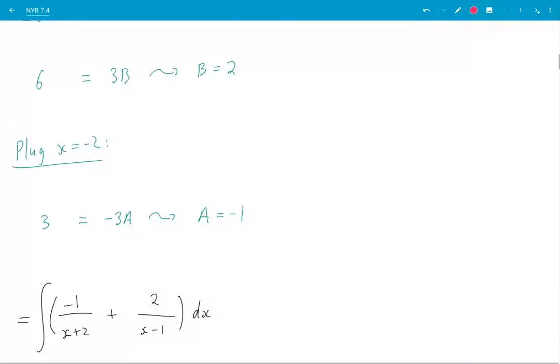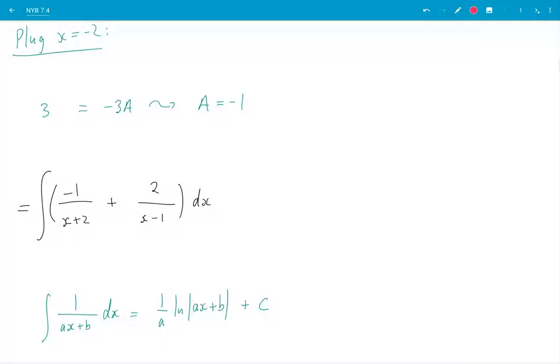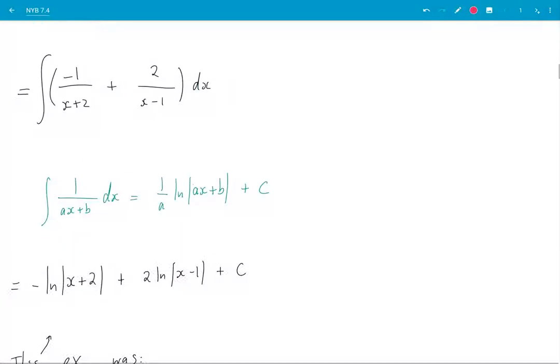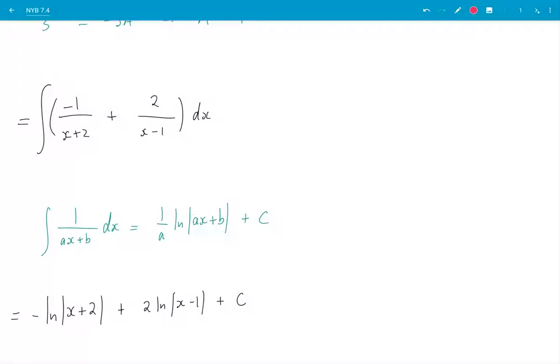So now I found A and B. And my original integral has been transformed into something which is quite easy. In fact, I will recommend you memorize this formula in green. It comes up often enough that it's worth memorizing. So I'll use this formula here and here, giving me my final answer.